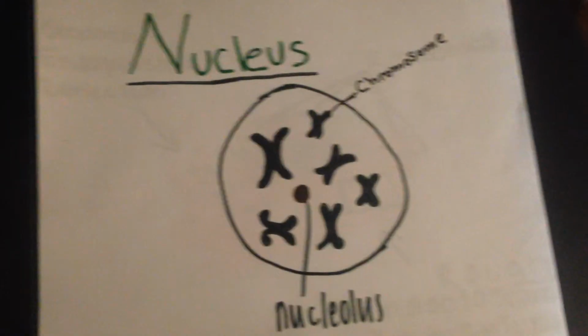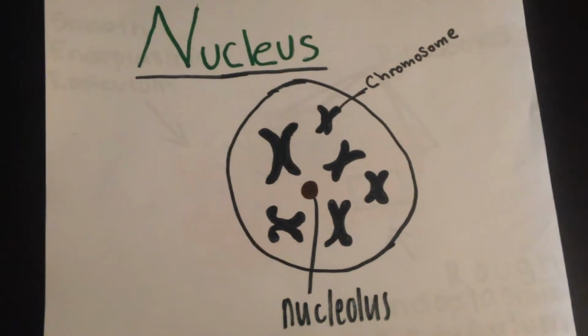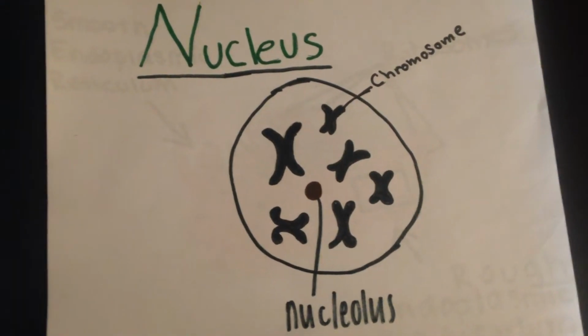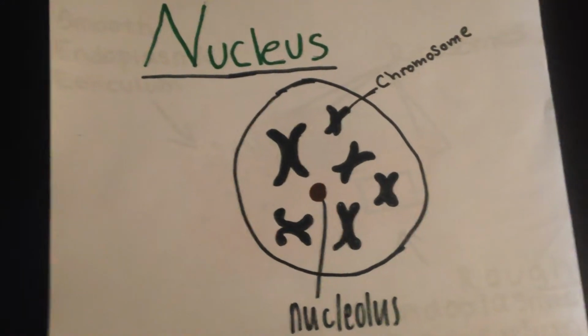Both plant and animal cells have a membrane-bound nucleus that is basically the brains of the cell and also holds the DNA. Inside the nucleus is a nucleolus that makes the ribosomes.